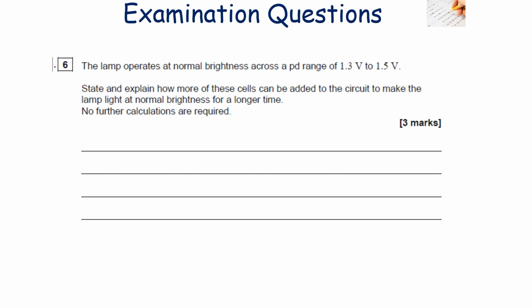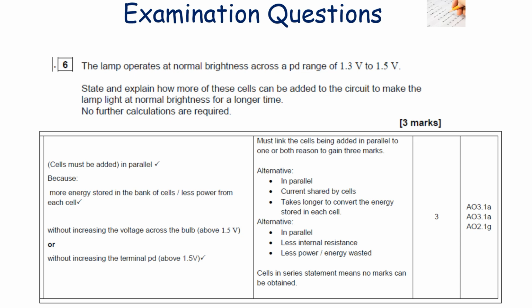Right, so how can you answer this type of question? You've got to firstly think to yourself, how are you going to add these cells to keep it at a normal brightness? Now you've always got to add them in parallel, because the more energy stored in the bank of cells, the less power needed from each cell, without increasing the voltage across the bulb.